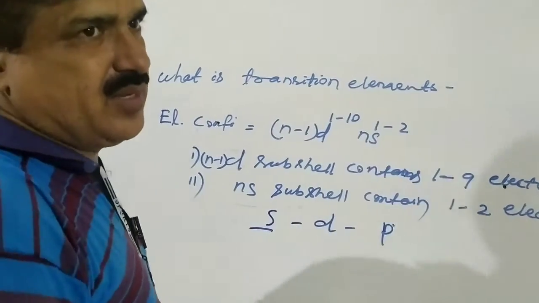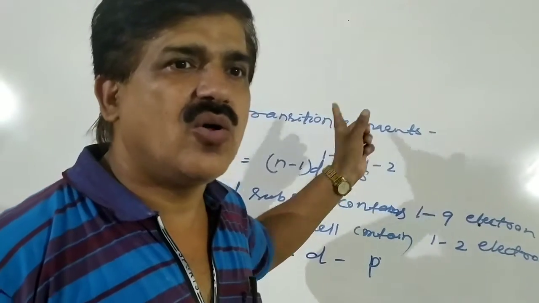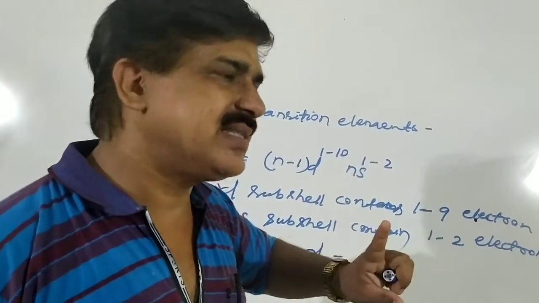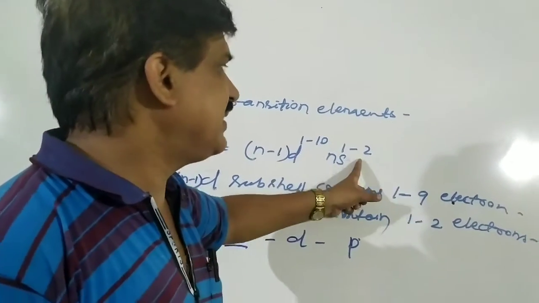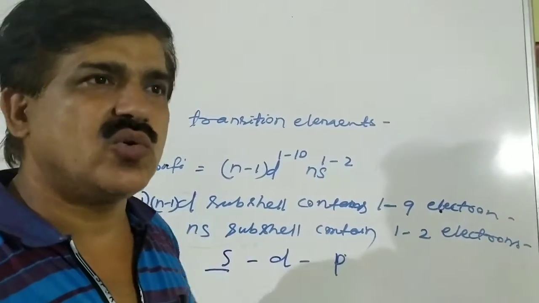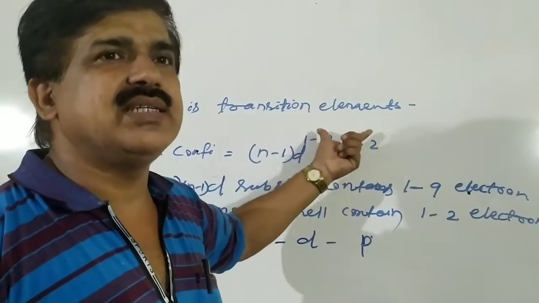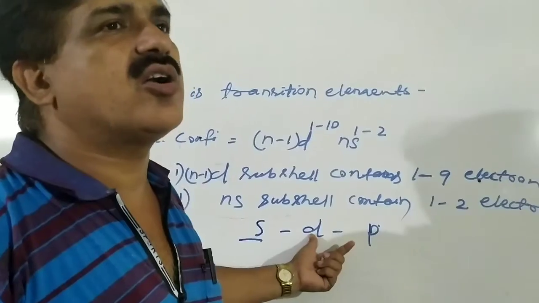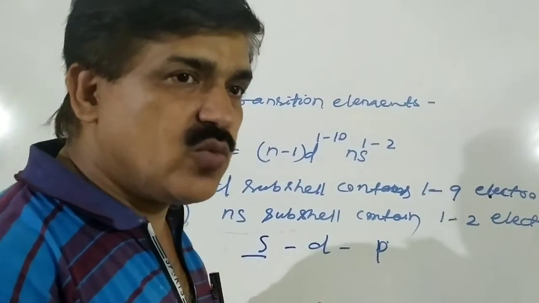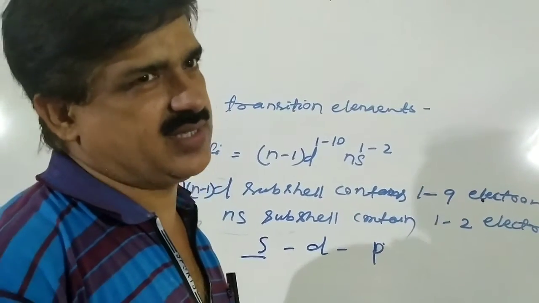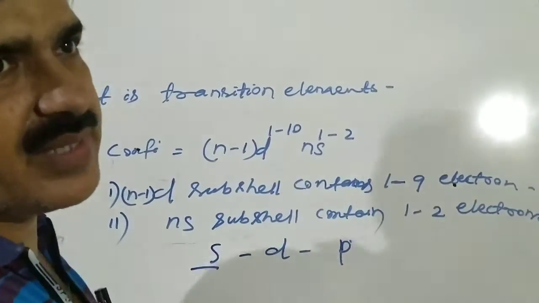Okay, what is transition element? Transition elements are those d block elements which contain incomplete d subshells and whose valence shell contains 1 to 2 electrons. These are named as transition elements because these represent a change of state or transition from most electropositive metal to most electronegative non-metals. So that is the answer for transition elements.